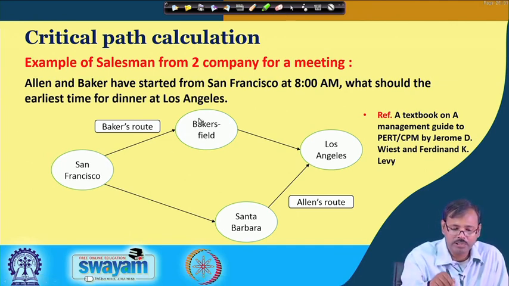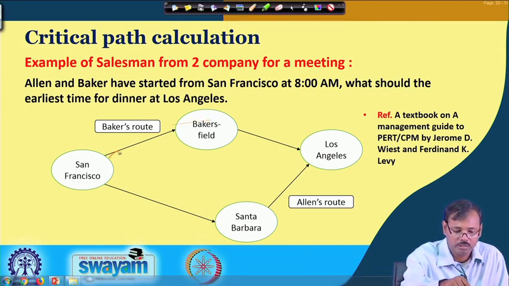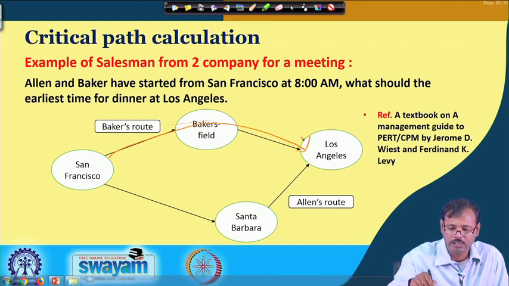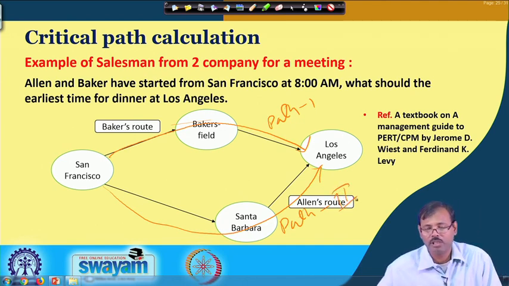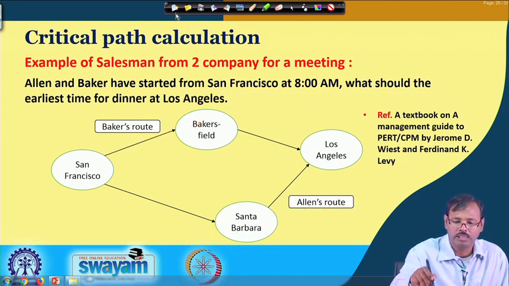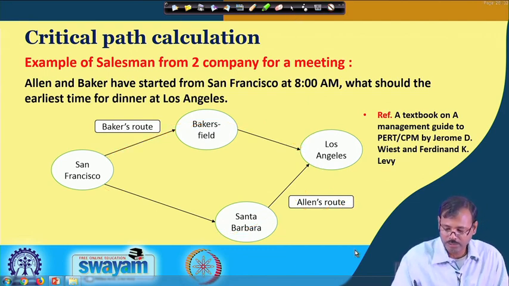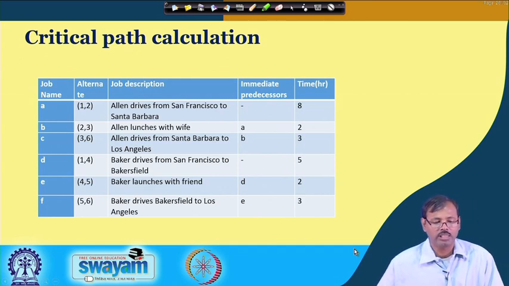From this network you are able to understand that these are the paths, this is path 1, this is another path which is path 2. Similarly, there may be a number of paths available and we have to analyze each path and find out the longest path, so that we can come out with the critical path.